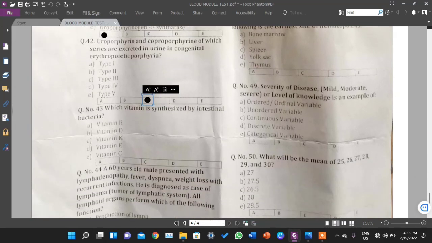Question number 42 says, uroporphyrin and coproporphyrin of which series are excreted in urine in congenital erythropoietic porphyria? Type 1, type 2, type 3, type 4, type 5. So these are of type 3 that are released in the urine. Question number 43, which vitamin is synthesized by intestinal bacteria? Vitamin B, vitamin D, vitamin K, vitamin E, or vitamin C? So we all know that vitamin K is synthesized by intestinal normal flora.